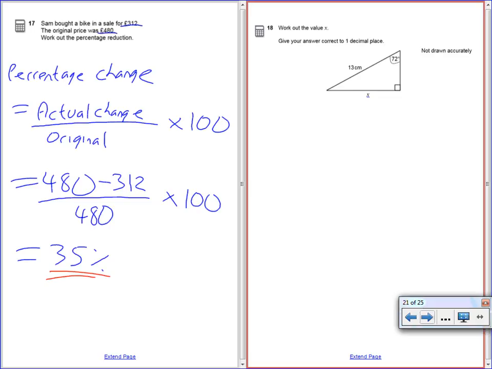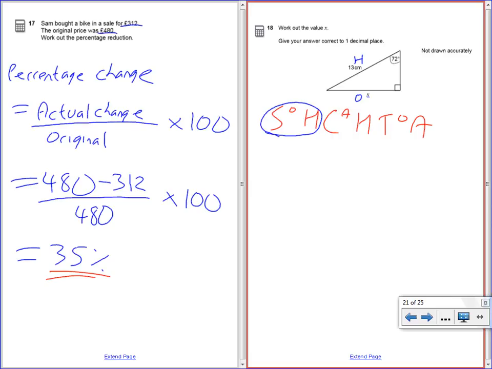18, now is when you should be writing SOHCAHTOA. You've got an angle and a side, and you want to find the other side. So because it's a right angle triangle involving angles, we're using trigonometry. Look at the angle we've got, 72. Look at how the sides involved in the question relate to that. x is the opposite, 13 is the hypotenuse. So therefore, we're going to use sine.